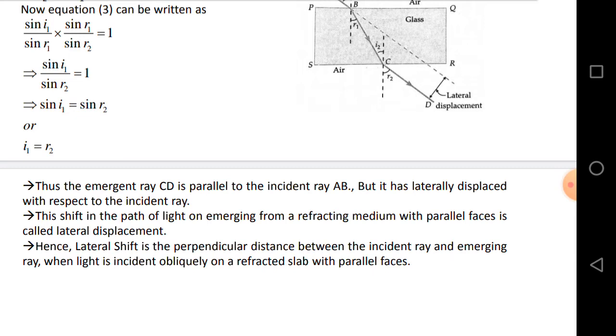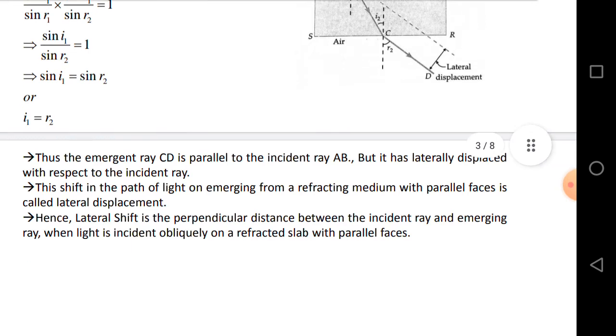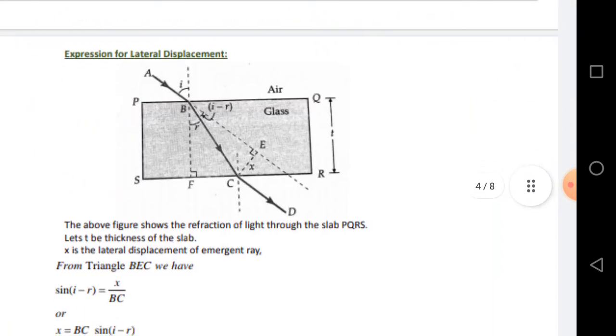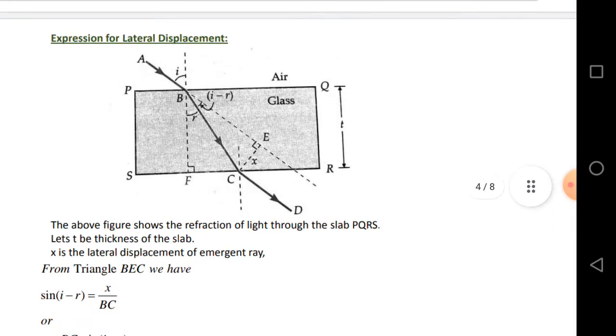The shift in the path of light on emerging from a refracting medium with parallel faces is called lateral displacement. Hence the lateral shift is the perpendicular distance between the incident ray and the emerging ray when the light is incident obliquely on a refracting slab with parallel faces. Then we will derive the expression for lateral displacement.